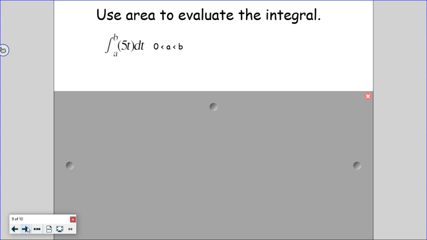The 0 is less than a is less than b part of it tells me that if a is bigger than 0 and b is bigger than 0, they're both what kind of numbers? Positive, right? And that b is bigger than a, the way they have that written, right? That's all that's saying on there.